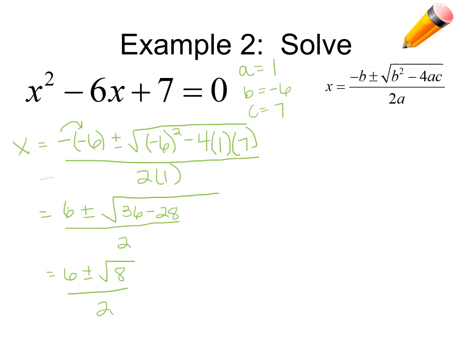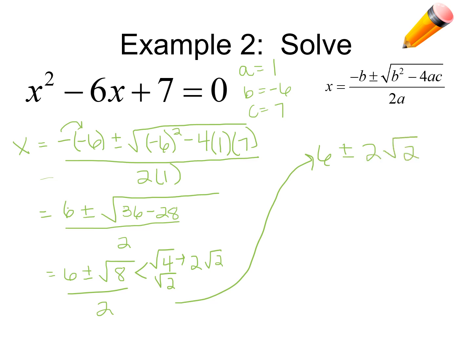Now if you notice, there should be a red flag in here that the square root of 8 can be broken down. I can break it down into a perfect square that goes into it, which would be 4 times 2. The 4 then becomes 2, and I'm left with 2 square roots of 2. So this should look like 6 plus or minus 2 square root 2 all over 2.